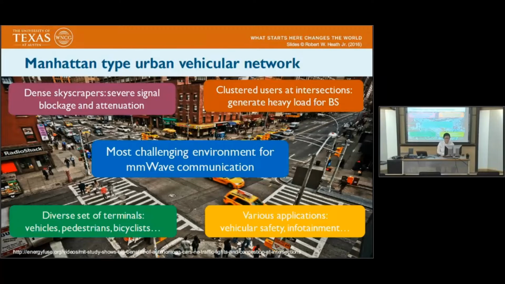the signal very weak. And also there are hundreds of clustered users at the intersections, which generate very heavy load for the base stations. The diverse sets of terminals, like the vehicles, the pedestrians, the cyclists, and others, have different types and various kinds of applications, like vehicle safety and infotainment. So this makes the Manhattan-type urban vehicular networks the most challenging environment for millimeter wave communication.